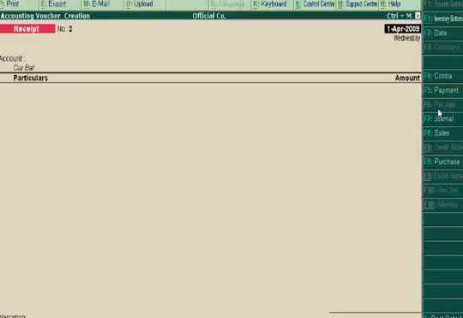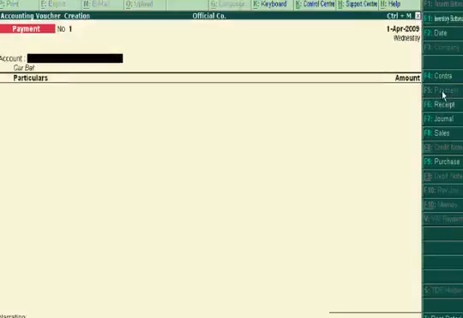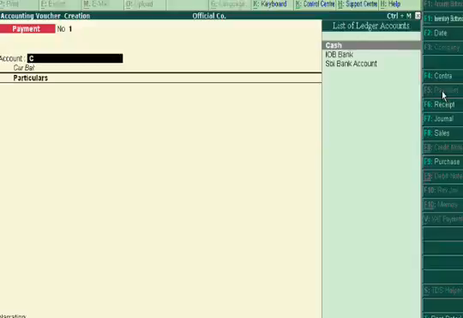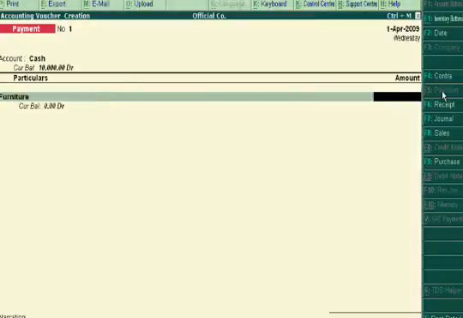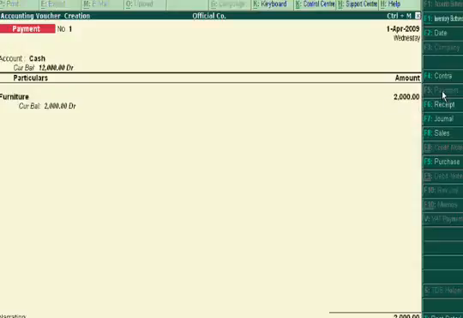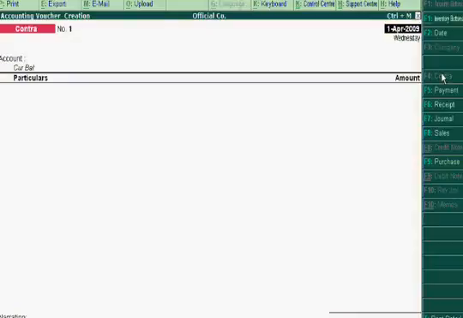Accept it. Now with the 10,000 we buy furniture with cash, furniture of 2,000 rupees. Narrate it. Accept it. Now some money we will deposit in the bank. For this we will pass contra voucher entries.